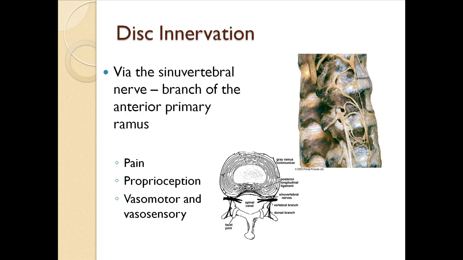The outer disc is innervated, but it's innervated via a small branch of the nerve known as the sinuvertebral nerve. Here we can see the sinuvertebral nerve quite clearly coming in and innervating the posterior and posterolateral disc. It's only the periphery of the disc that is innervated, and it's innervated with nociceptors, so it can detect pain, and more importantly with proprioceptors and autonomic nerves themselves.